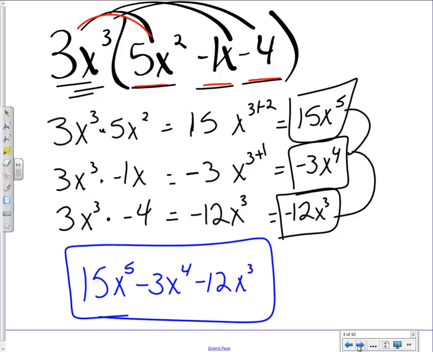Here's my final answer for this problem.